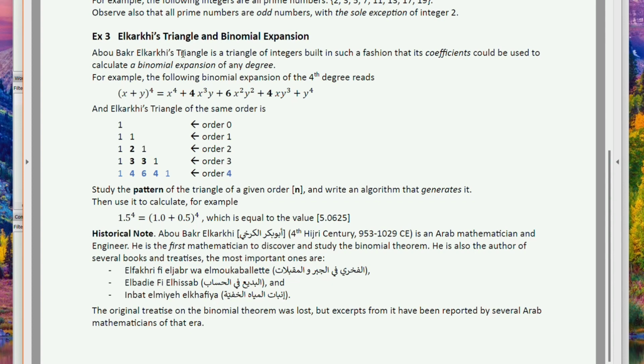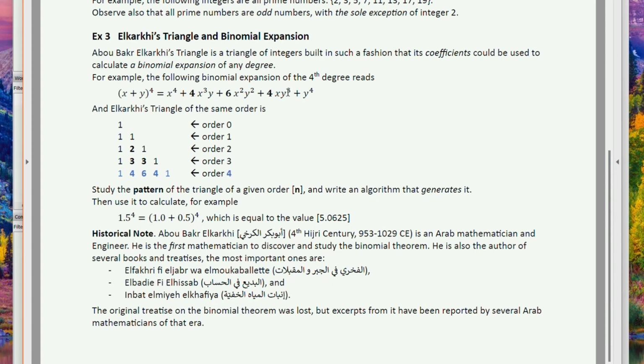Abu Bakr Elkarkhi's triangle is a triangle of integers built in such fashion that its coefficients could be used to calculate a binomial expansion of any degree. For example, the following binomial expansion of the 4th degree reads: x plus y all to the power of 4 equals x to the 4 plus 4 times x cubed times y plus 6 x squared y squared plus 4 times x y cubed plus y to the power of 4.